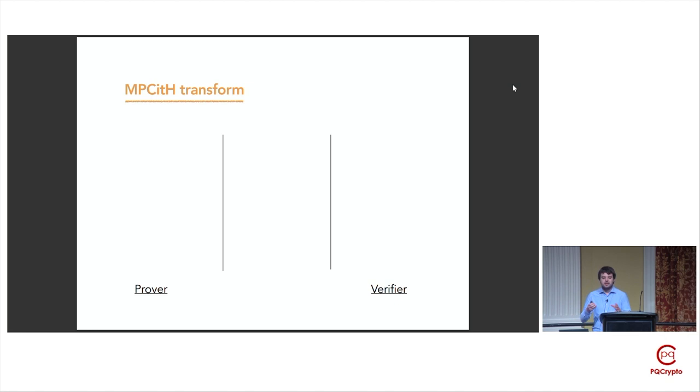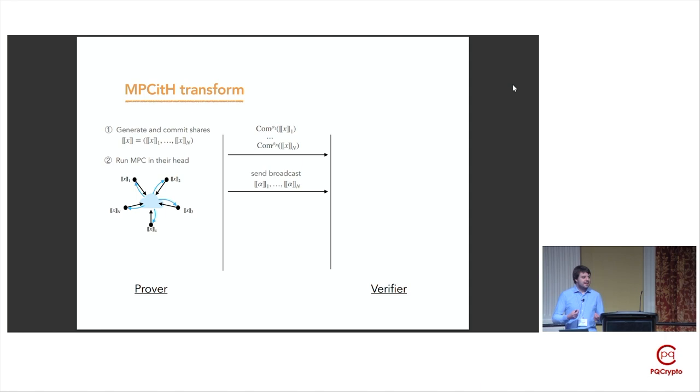The idea is we will use the protocol I described, with those properties. We don't need to know more, in a black box manner, to build our zero-knowledge proof. How will we proceed? So we have our prover and our verifier. First, the prover, which knows the pre-image, the secret X, will generate an additive sharing of X. And it will make a commitment to each share independently and send the commitment digest to the verifier. Then it will run the MPC protocol in its head. It means it will emulate all the computation of all the parties locally in its head.